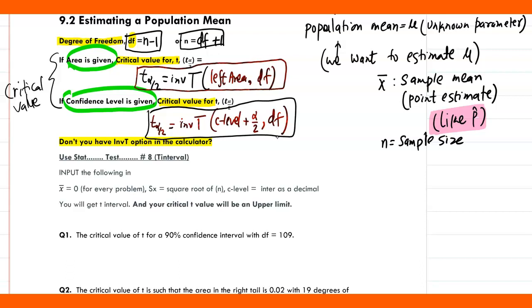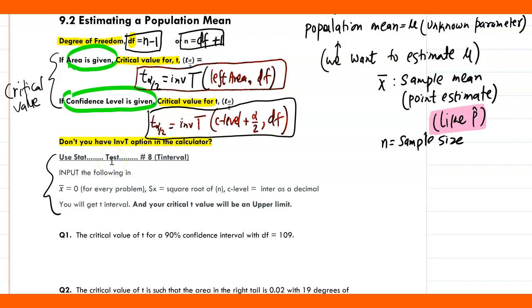Some calculators don't have the invT function. Don't you have an invT option in the calculator? If you have no invT option, you have to follow these steps to find the critical value. I don't know how many of you have invT in the calculator. If not, you have to use this method to find the critical value. I hope everybody has invT.